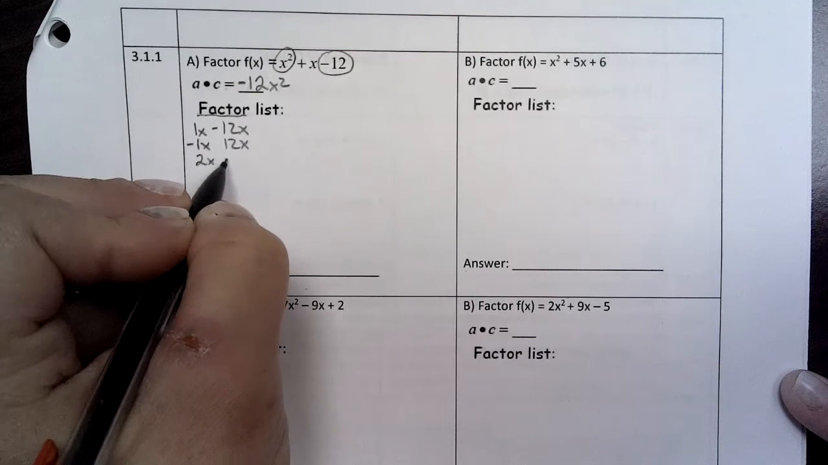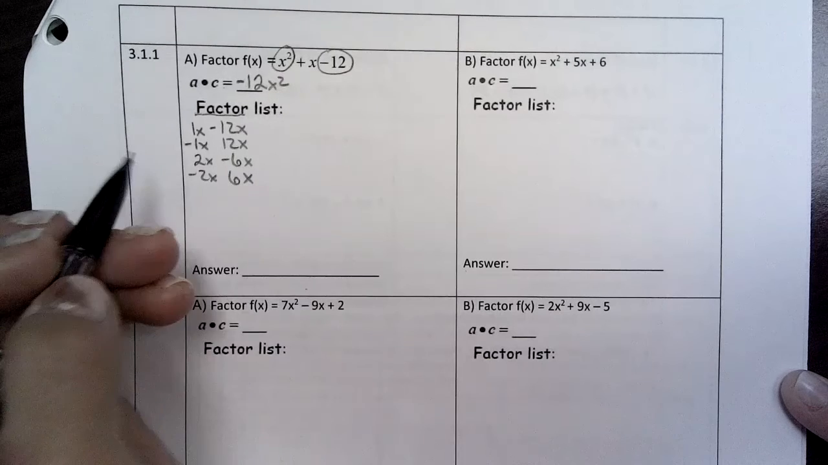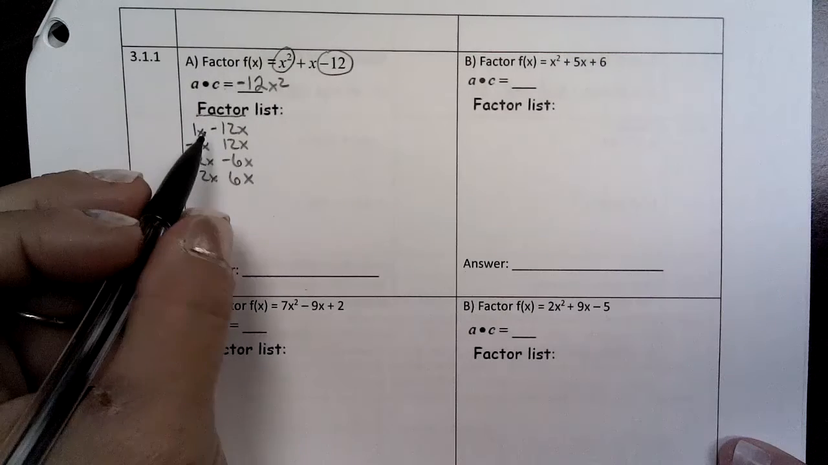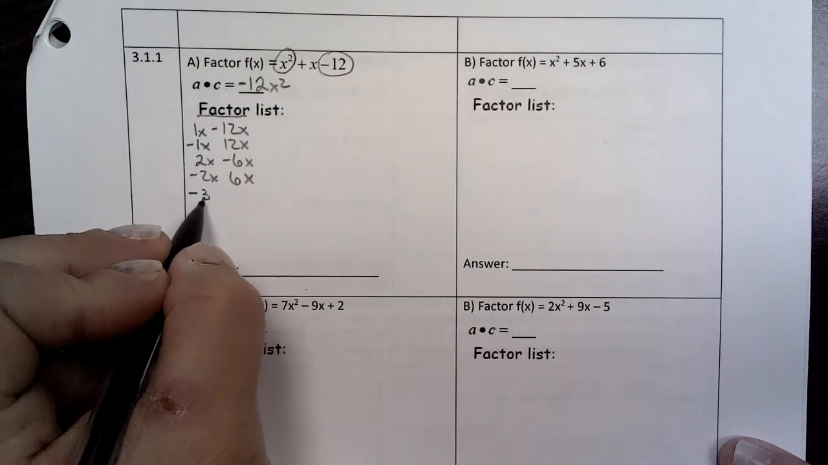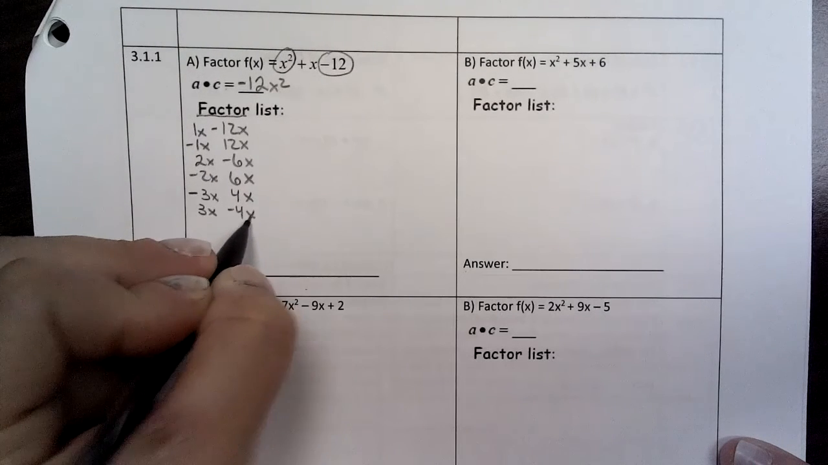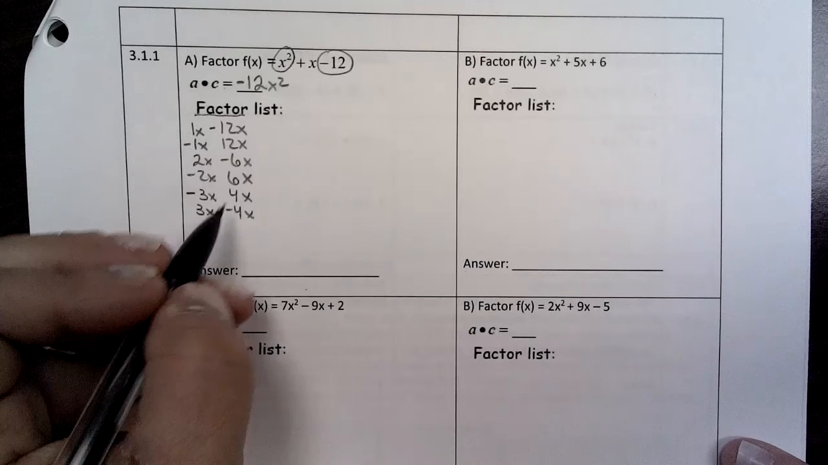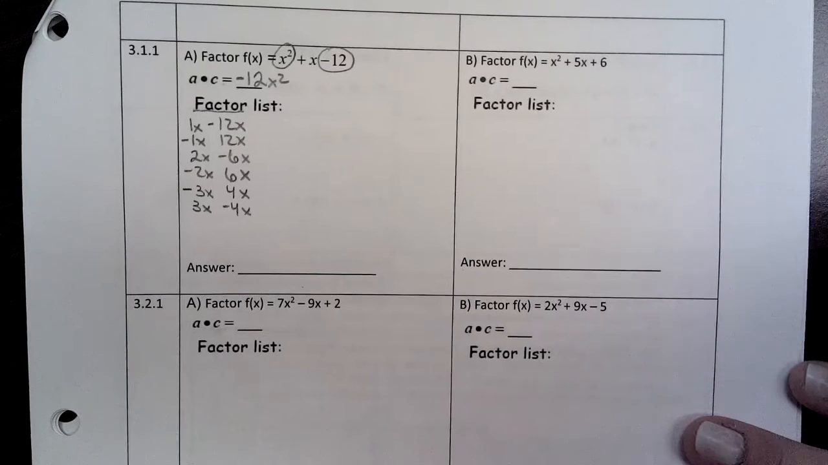I could do 2x and negative 6x, or negative 2x and 6x. And it's important that you always remember that you can always do different signs, okay? So make sure that you're writing all of those down. So negative 3x and positive 4x, or positive 3x and negative 4x. And then 5 is not a factor. And then we're back to 6, which we've already done. So that's our entire factor list. If you can't find the factors, you probably don't have all the factors done.